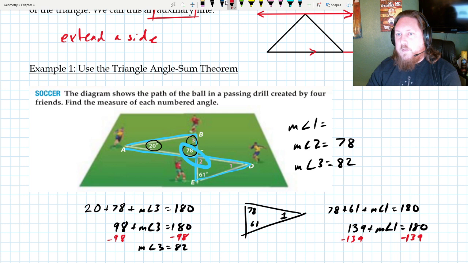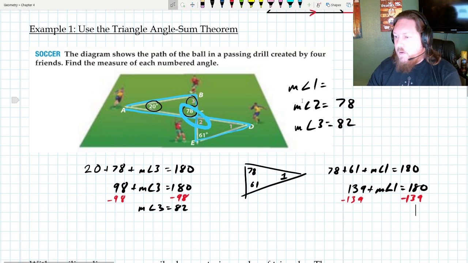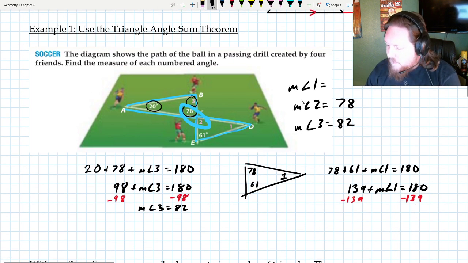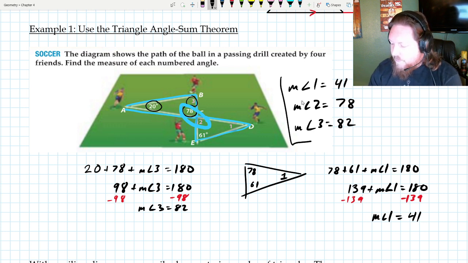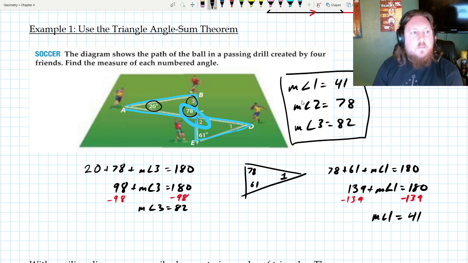Need a little bit more space here. And I get the measure of angle 1 equals 180 minus 140 would be 40. But I didn't take that away. I took away 139, so I get 41. There we go. There are my three angles.